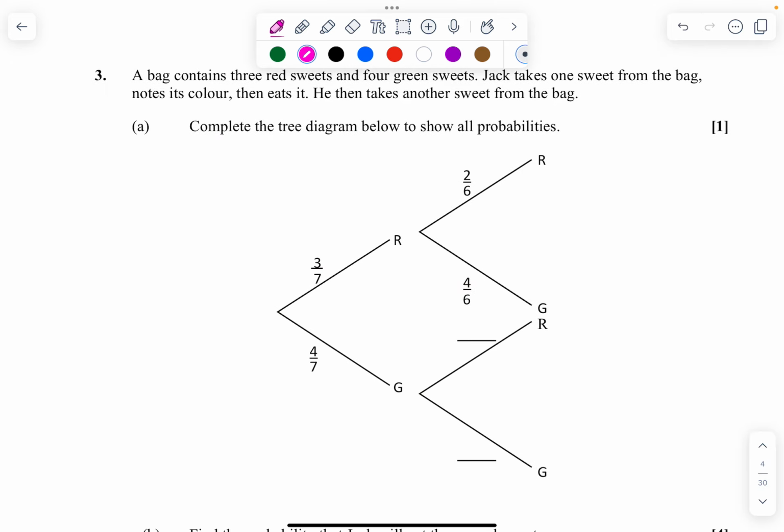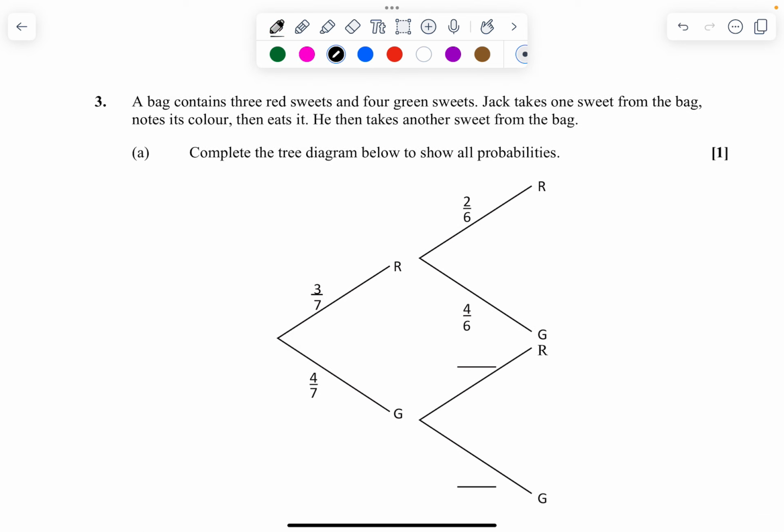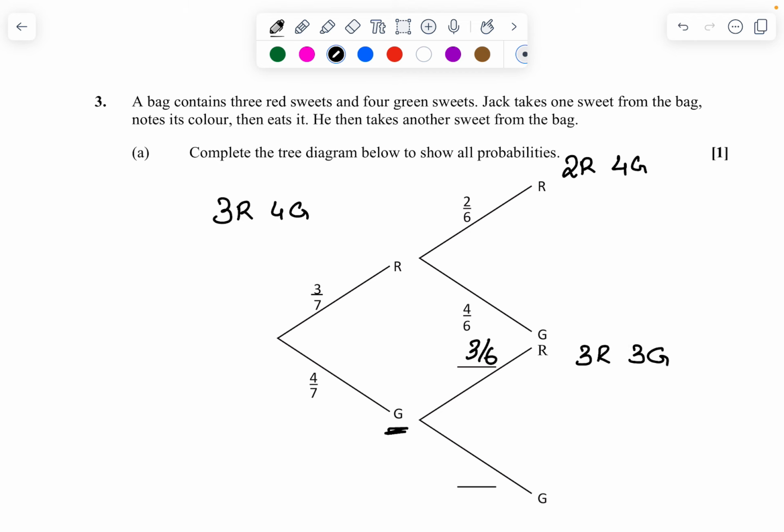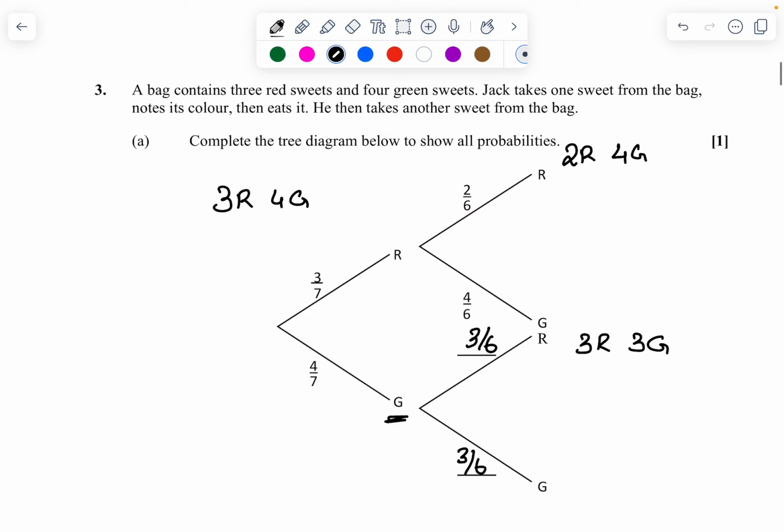Question number 3. A bag contains 3 red and 4 green sweets. Jack takes one sweet from the bag, notes its color, and he eats it. He then takes another sweet from the bag. So if he takes a red sweet, now it will be having 2 red and 4 green. If he takes a green sweet, then he will be having 3 red and 3 green. So what will be the probability of the red over here? It will be 3 upon 6 and green also will be 3 upon 6.